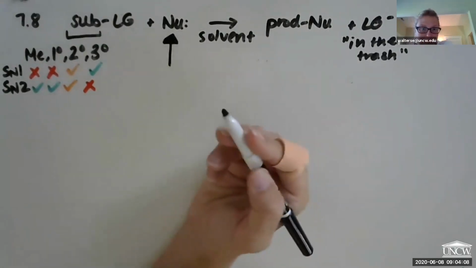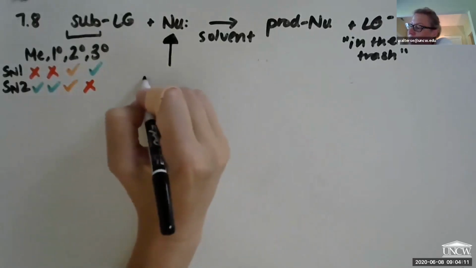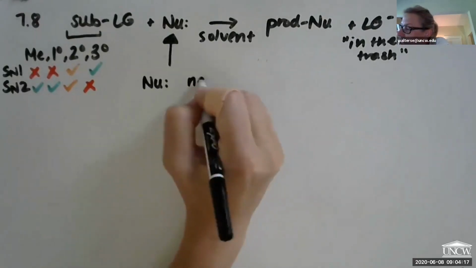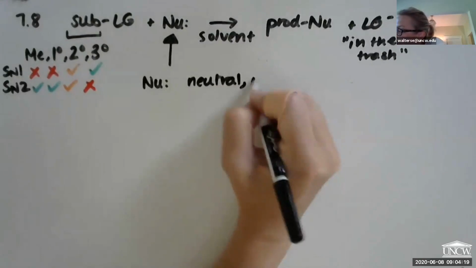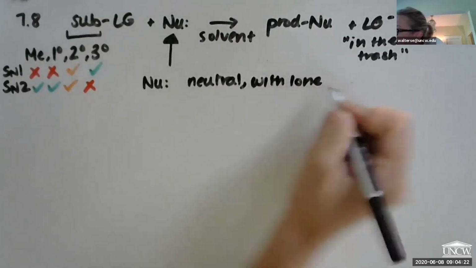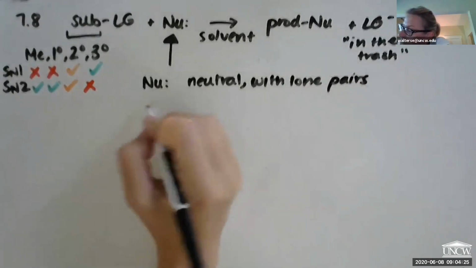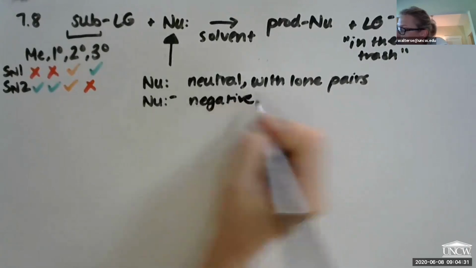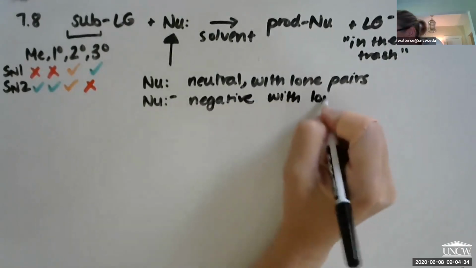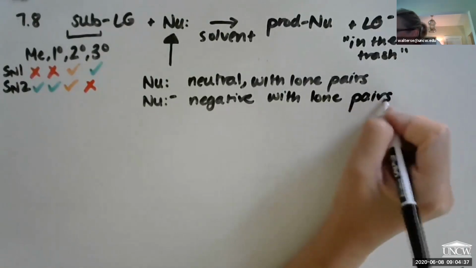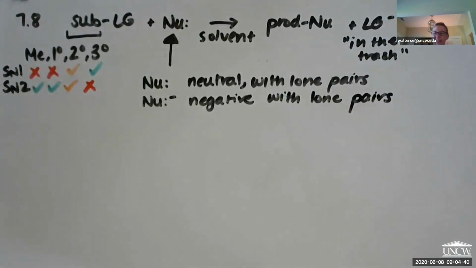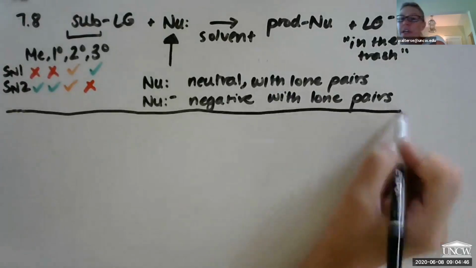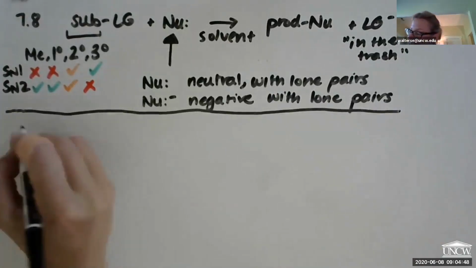about the nucleophile, okay? So there are 2 types of nucleophile. There are nucleophiles that only have lone pairs of electrons. So these are neutral with lone pairs. And the other type of nucleophile is negative with lone pairs. And so in order to discuss these, we're just going to make a couple quick comparisons between SN2 and SN1 reactions.